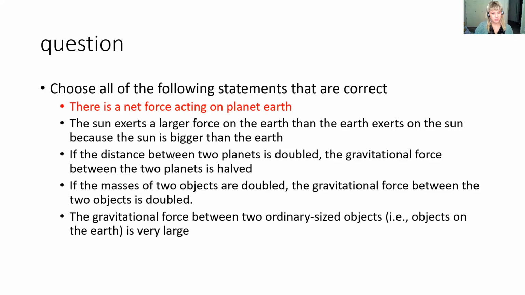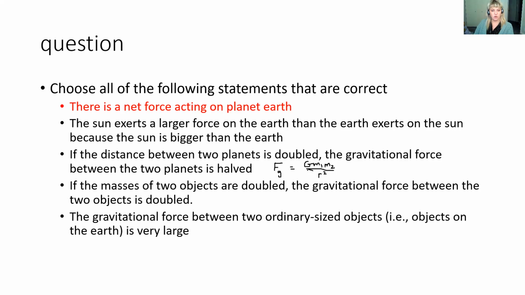If the distance between two planets is doubled, the gravitational force between them is halved. This is actually false due to the fact that Newton's law of gravitation has an r squared on the bottom, right? So if I double the distance between the planets, you've got to take into account that that force is inversely proportional to the square of the distance. So if I double the distance, the force is going to become 1/4 as big.